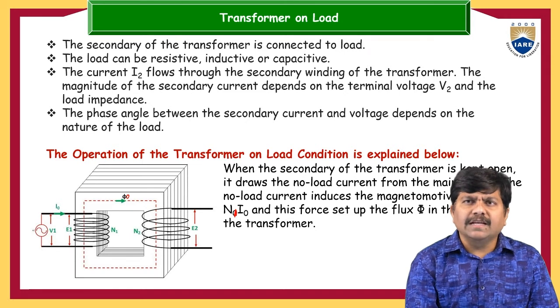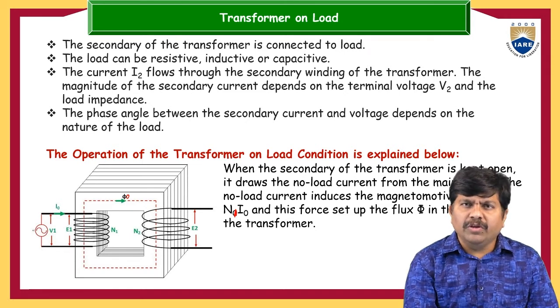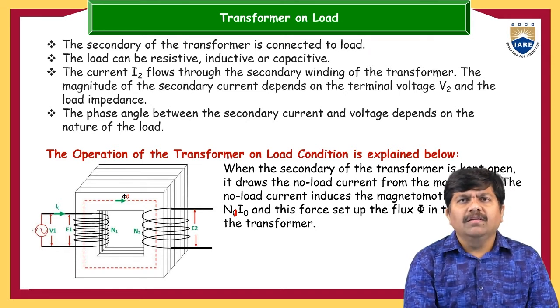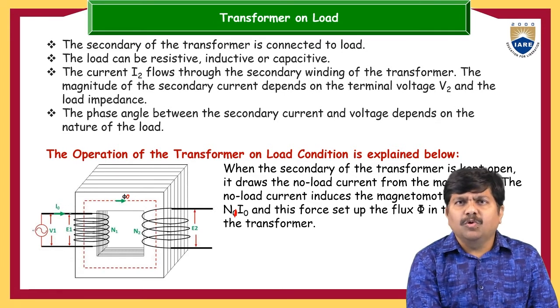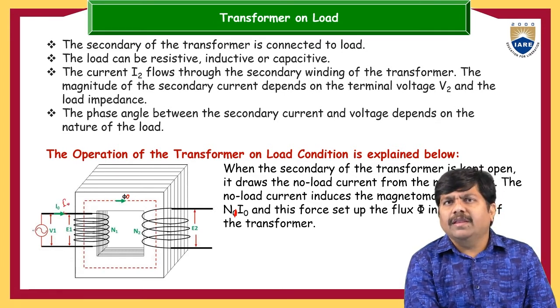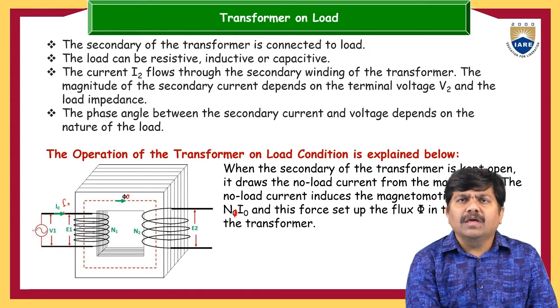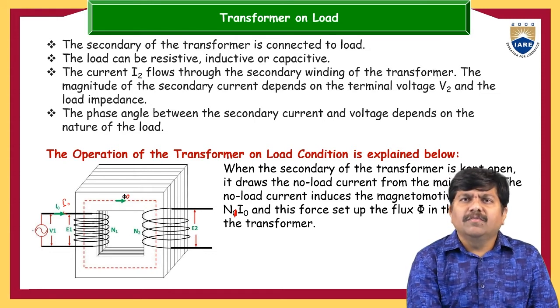Once the load is disconnected from the secondary winding, if the supply voltage is turned on, it sets up some no load current, I0. This no load current will drive some amount of flux from the primary winding to the secondary winding through the magnetic core.